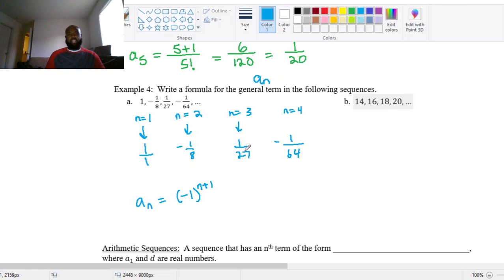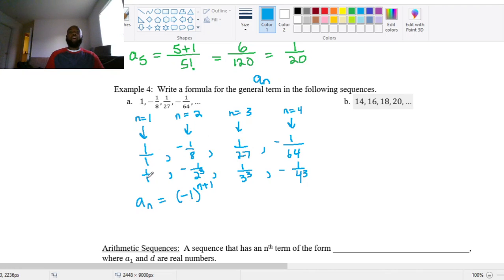What do 8, 27, and 64 have in common? Well, if you remember when you're dealing with radicals, these are all perfect cubes, right? That 8 is the same thing as 2 cubed. That 27 is the same thing as 3 cubed. That 64 is the same thing as 4 cubed, right? And notice here, I plug in n equals 4, and I got 4 cubed in the denominator. Plug in n equals 3, I got 3 cubed in the denominator. Plug in n equals 2, I got 2 cubed in the denominator.